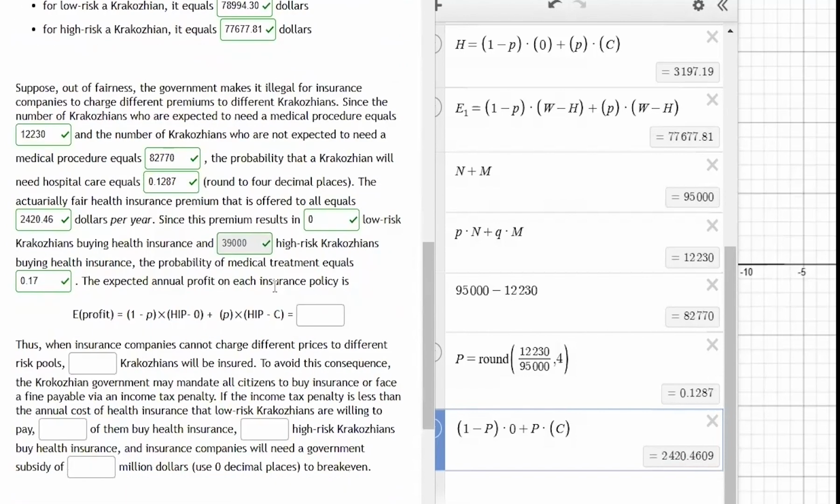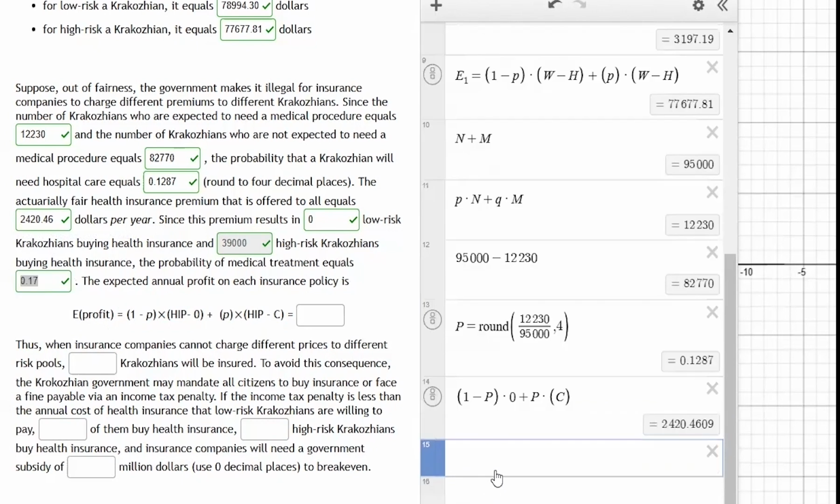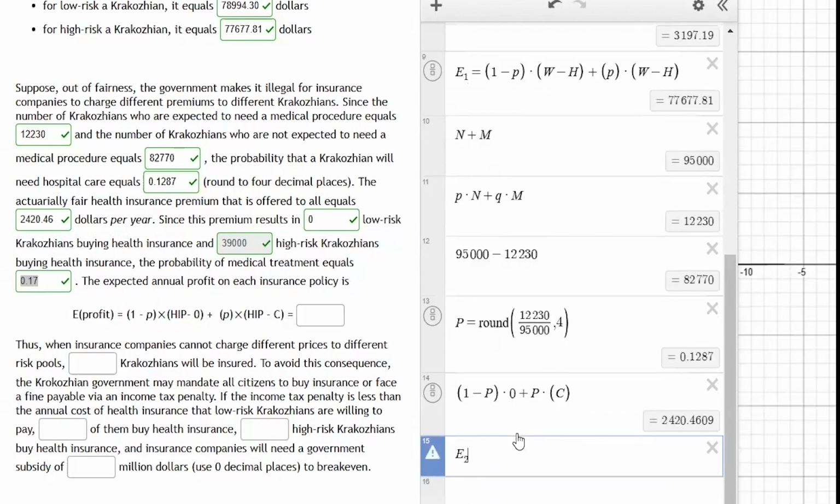Now we want to calculate the expected annual profit on each insurance policy. Law says this is the insurance premium. Market says this is the percent of people needing the medical procedure. So now we're going to calculate the expected profit with that premium and this proportion of people needing the procedure. So we'll come down to line 15 here. I'll call this, I don't know, E subscript 2.